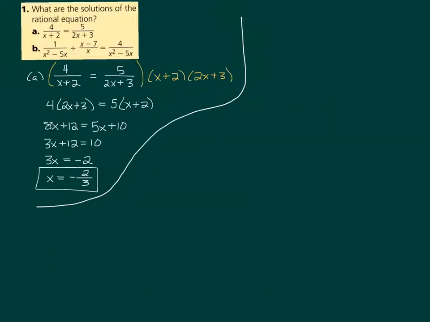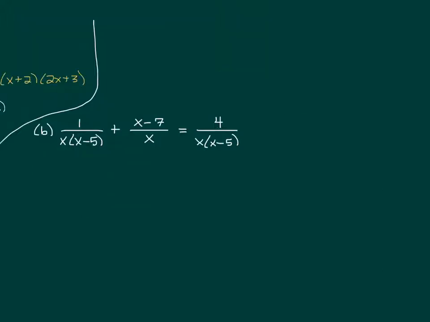Let's move on to part B. 1 over x times x minus 5 plus x minus 7 over x equals 4 over x times x minus 5. What is the LCM of these three denominators? X times x minus 5. So I want to multiply the entire equation by x times x minus 5.